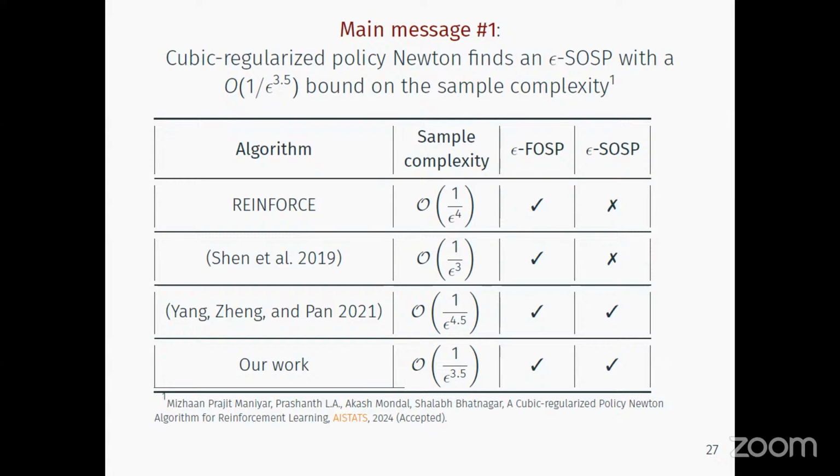Then people in AAAI 2021 did something so that you get the best, but the sample complexity is 1 by epsilon 4.5, and eventually we got epsilon 3.5. So that's really the punchline. There's another work with 1 by epsilon 4.9. I thought it's too many rows, so I'm going to ignore that.